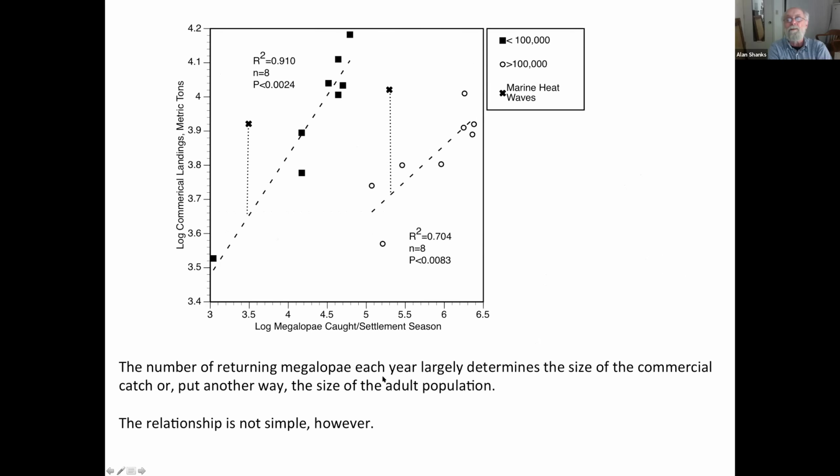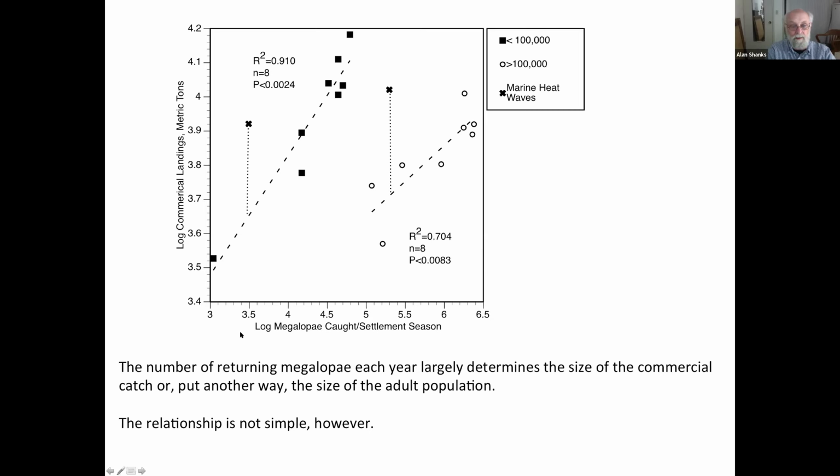Okay, so the reason the Oregon Dungeness Crab Commission has supported my work for, I guess it's 15 years or more now, is because knowing the number of megalopi that return to shore, I can actually predict the size of the commercial catch 4 years later. The 4 years being how long it takes a megalopi to grow up into an adult crab big enough to be caught. And so that's what these data are here.